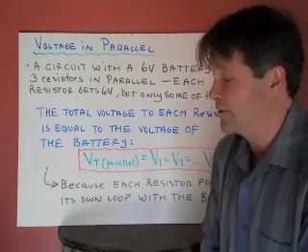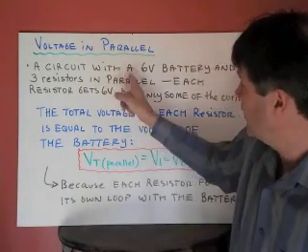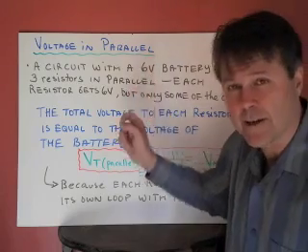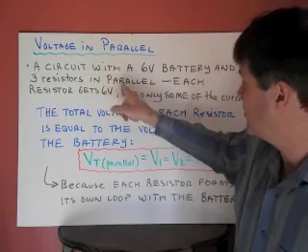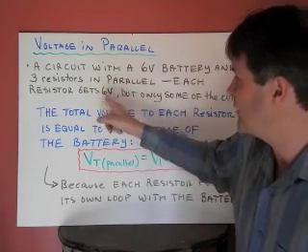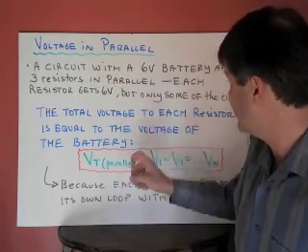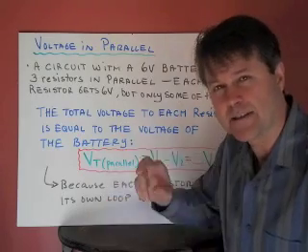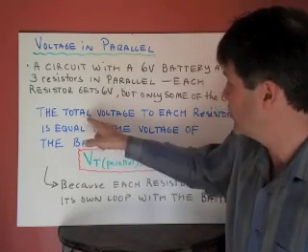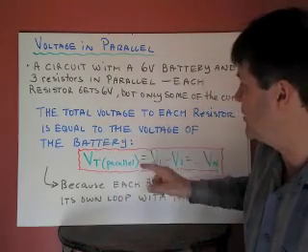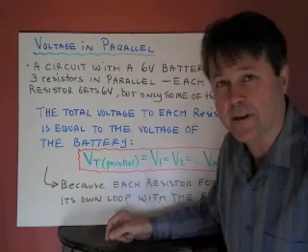Now the voltage in a parallel circuit with a 6-volt battery, like our previous diagram, and 3 resistors in parallel. Each resistor gets 6 volts, but only some of the current. That's because the current splits, but the voltage doesn't split. So the total voltage to each resistor is equal to the voltage of the battery.